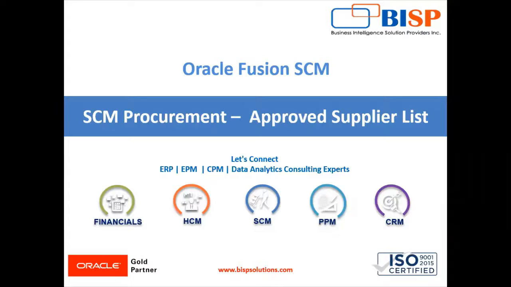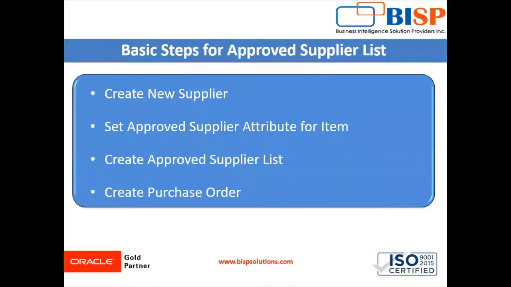My name is Lokesh Gandhi, and in today's session we are going to set up an approved supplier list in the Oracle Fusion Supply Chain Management procurement application. We have to perform some basic steps. First of all, we will create the new supplier. After that, we set the approved supplier attribute for the item. Later on, we will create the approved supplier list.